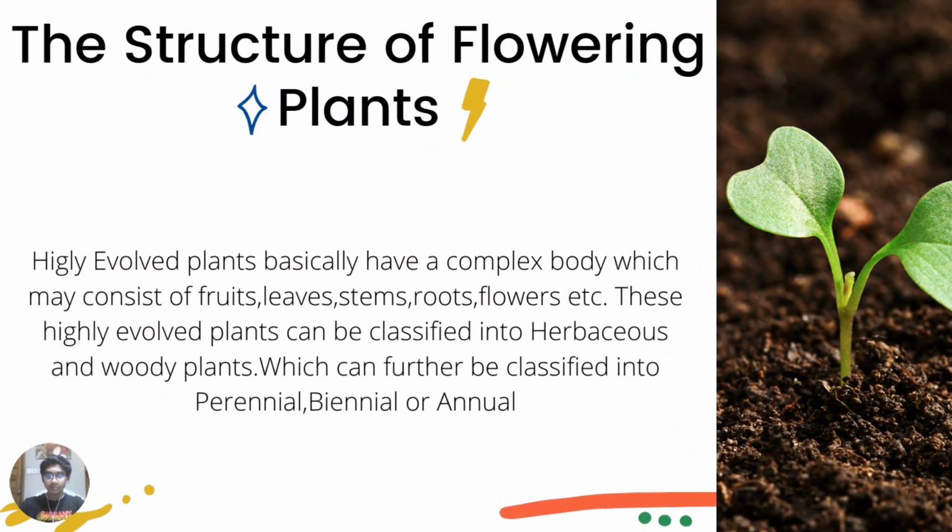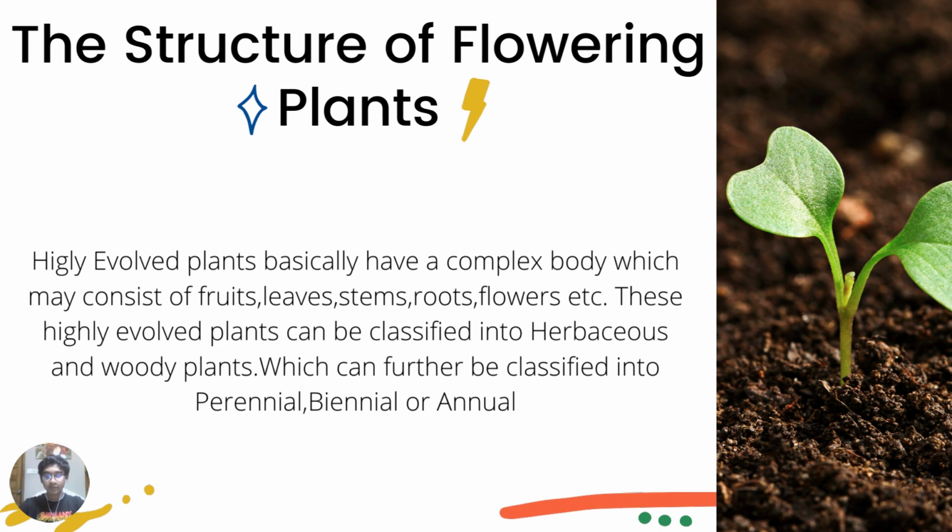Now, firstly, in this chapter, we will know about the structure of flowering plants. Highly evolved plants like flowering plants basically have a complex body, which may consist of fruits, leaves, stems, roots, flowers, etc. These highly evolved plants can be classified as either herbaceous or woody. Herbaceous plants are those plants which have less amount of woody tissues in them, while woody plants are those plants which have higher amount of woody tissues or xylem tissues in them.